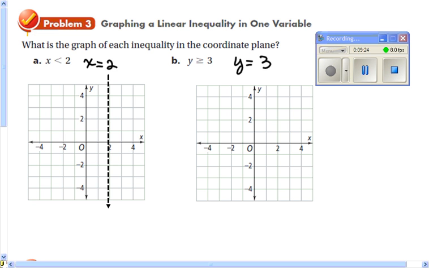Now, for x is less than 2, remember that's where x is like 1, 0, -1, and so on. So that's everything to the left of the line. So we're going to shade to the left of that line. That would be everything in this region.